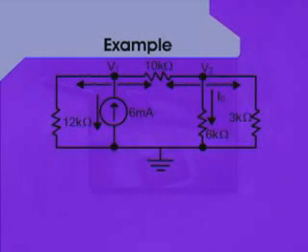Now, for the sake of simplicity, we have drawn these arrows in a way that all of these currents are assumed to be leaving the respective nodes. You may be surprised how we can do that.